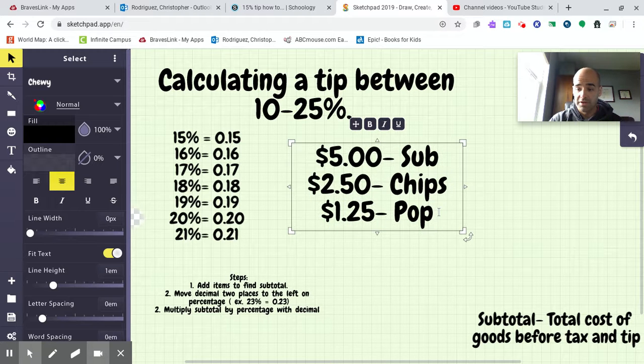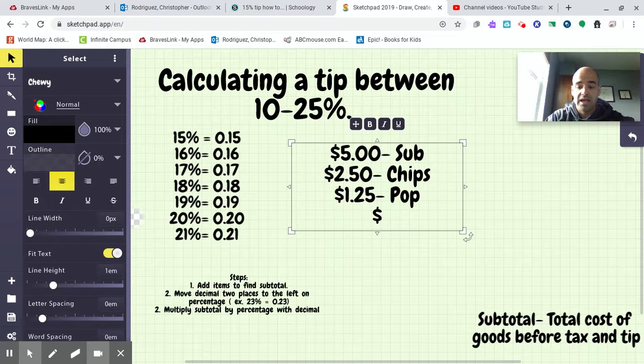You can get a calculator out or whatever you need. So it comes out to $8.75. That's my subtotal. I got my subtotal by adding up these different items: 5 plus 2.50 is 7.50, plus $1.25 is $8.75. So now let's move on to step 2.